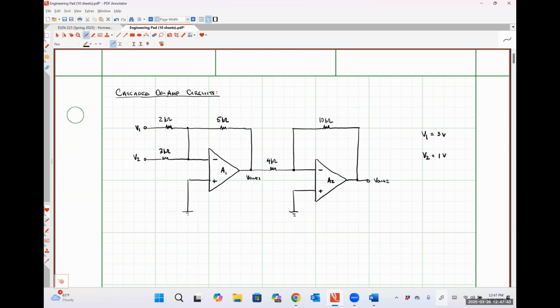All right, very good question. So we are going to tackle this using a brute force method first.